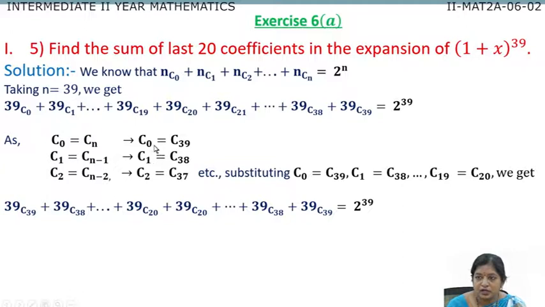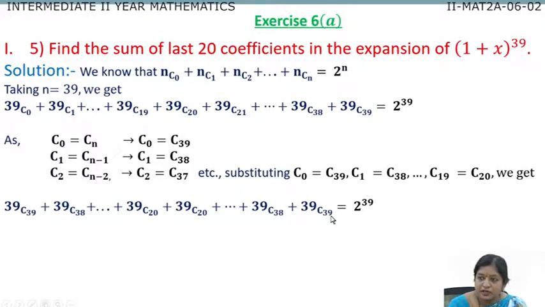39C0 is nothing but 39C39. So I'm writing 39C0 as 39C39 plus 39C1. What is C1? C1 is C38. So I can write 39C38 plus so on. 39C19 can be written as 39C20. So 39C20 plus so on. The last two terms 39C38 plus 39C39 is equal to 2 to the power of 39.